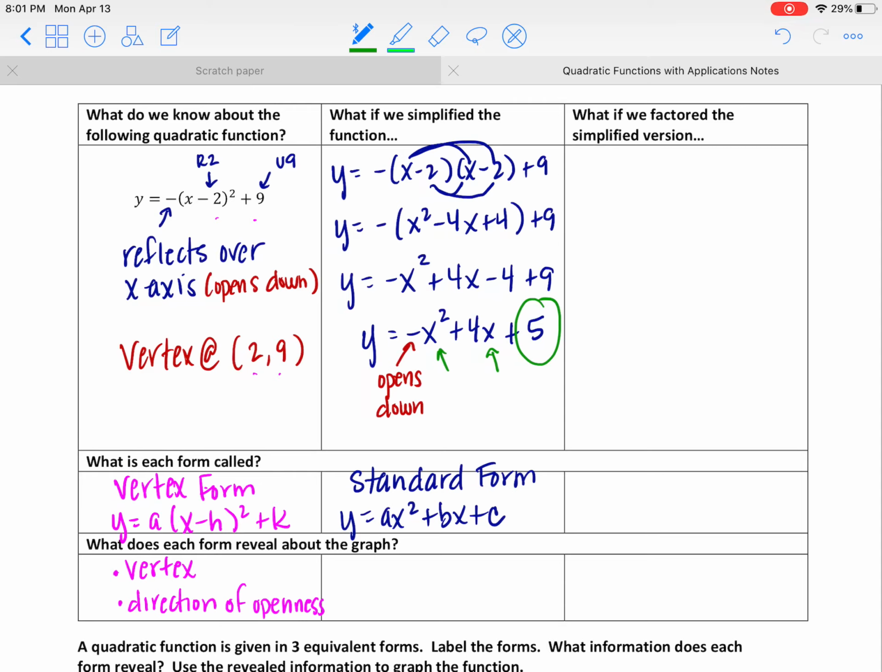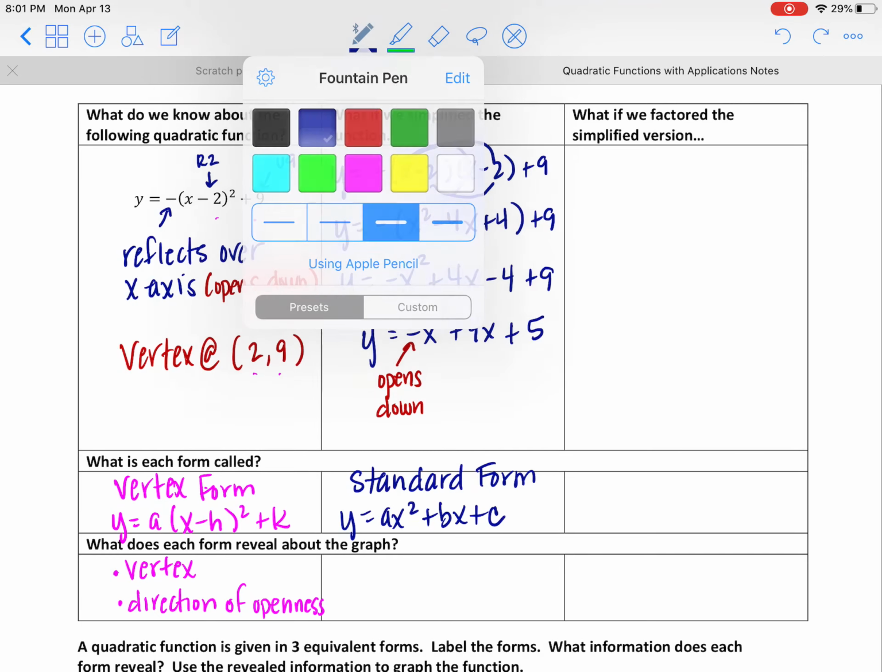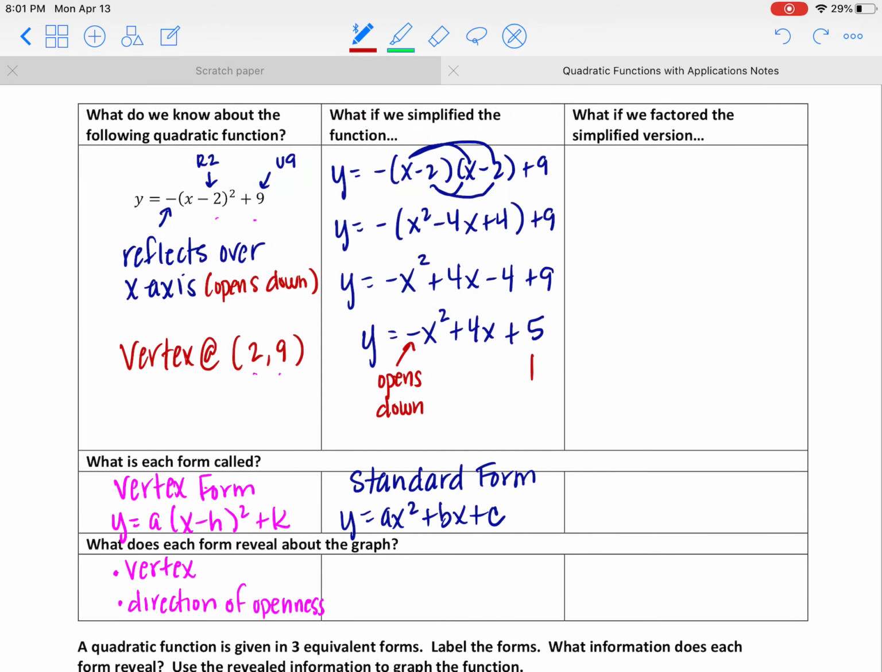So no matter what, in your standard form, if you put a 0 in for x, that leftover constant is going to be where your graph crosses the y-axis every time. So this number here is always going to be your y-intercept, okay? So standard form, I don't know if it's as helpful as the vertex form. I think vertex is the most important part of the parabola, so I prefer vertex form.